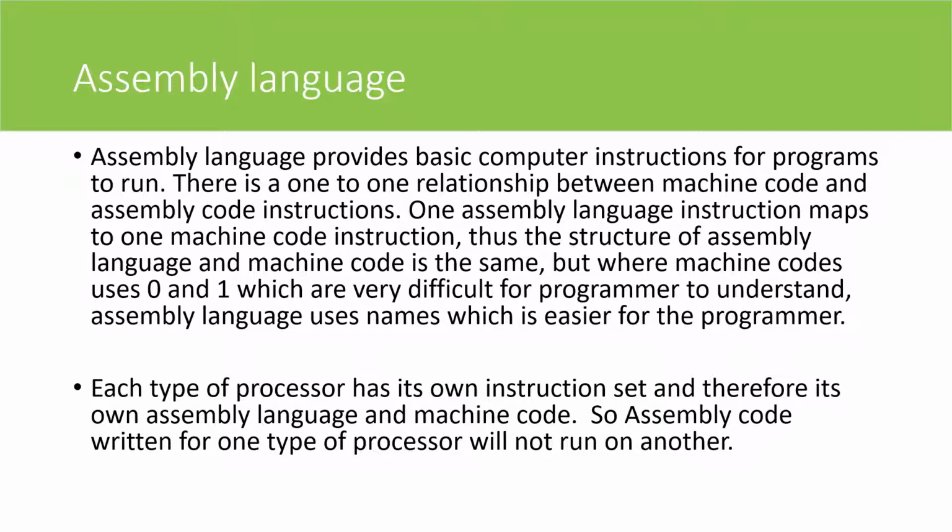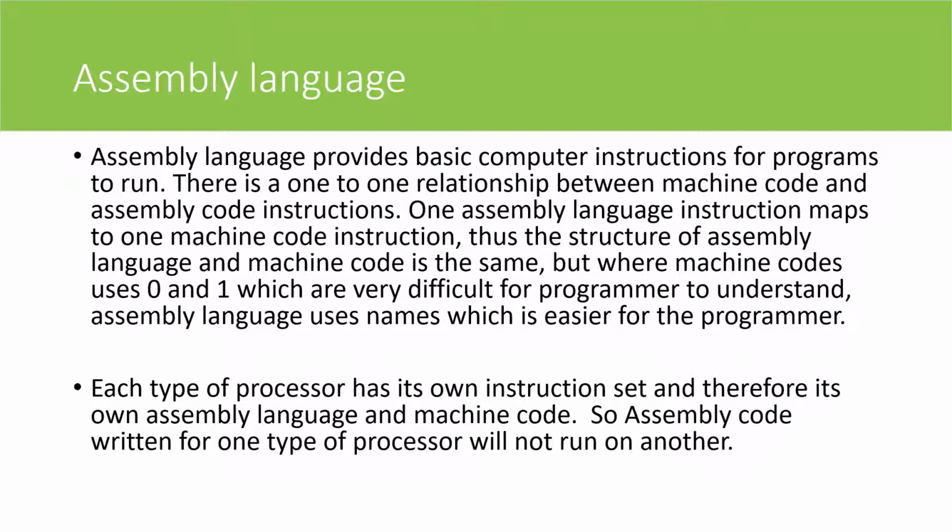Assembly language provides basic computer instructions for programs to run. There's a one-to-one relationship between machine code and assembly code instructions. One assembly code instruction maps to one machine code instruction. Thus, the structure of assembly language and machine code is the same, but where machine code uses zeros and ones, which are very difficult for a programmer to understand, assembly language uses names which are easier for the programmer.